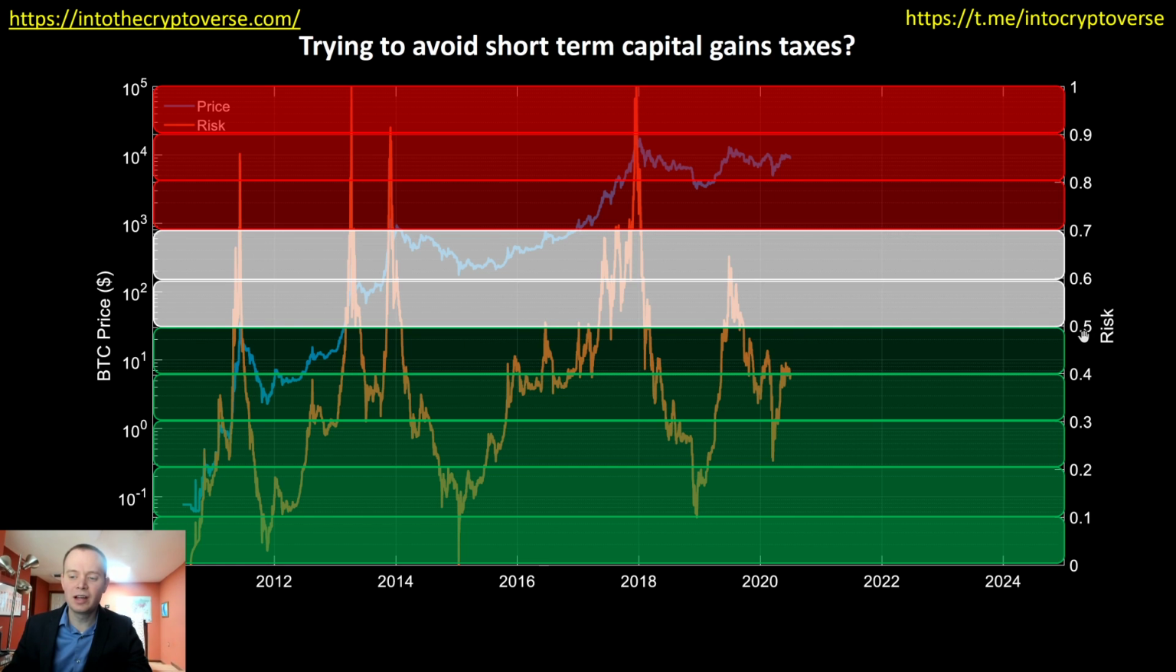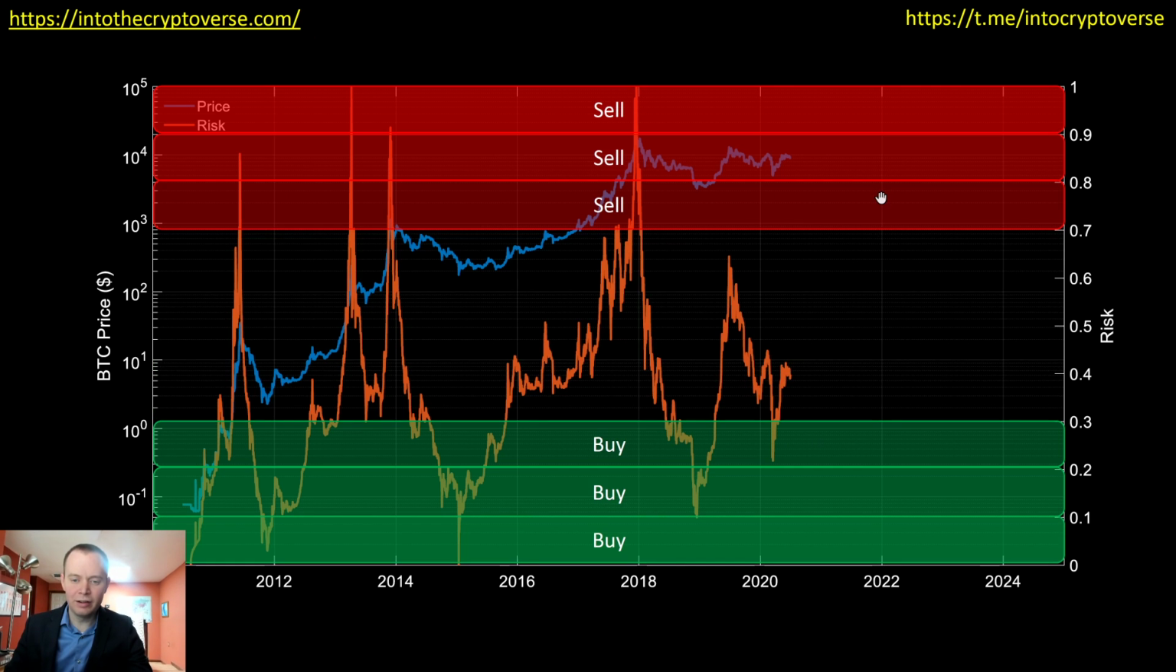So you could do that, and say this is my gray region where I'm not going to be purchasing Bitcoin. And if we get up to this level, then I'll sell. So this is the idea. Now you can see this is the gray region here.